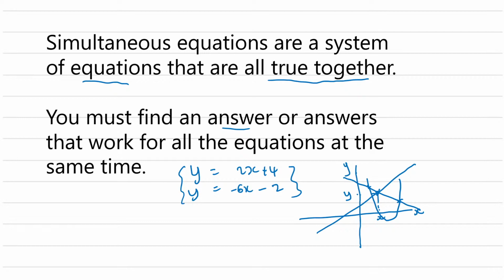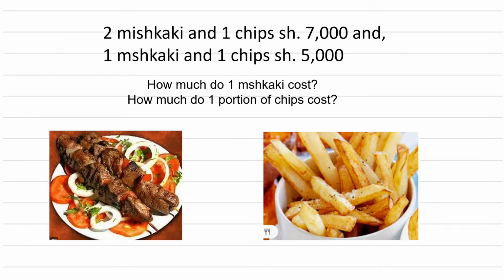And why is it important? Well, let me give you one example. For example, here I have two mishkaki. If you don't know what that is, it's a kebab. So one mishkaki and one chips, let's say, cost 7,000 shillings, and one mishkaki and one chips cost 5,000 shillings. How would you solve something like this? This is one of the simplest examples that you could have. In real life, there are more tricky situations where you would need to use simultaneous equations. Okay?